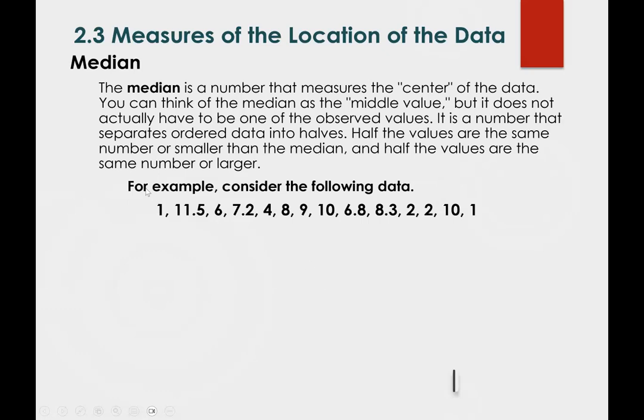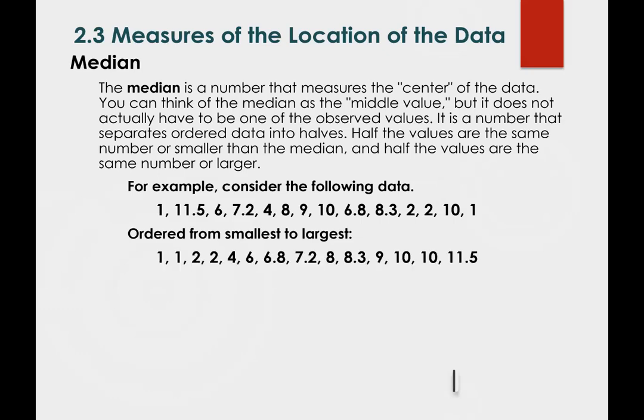So if we have this data set here, 1, 11.5, 6, 7.2, 4, 8, 9, 10, 6.8, 8.3, 2, 2, 10, 1. First, you've got to put them in order from smallest to largest, so you can go ahead and do that on your own. Pause the video if you need to. I've got that done here for you.